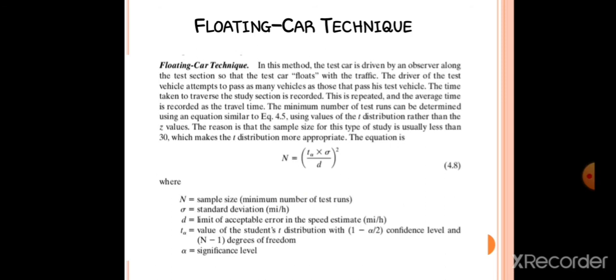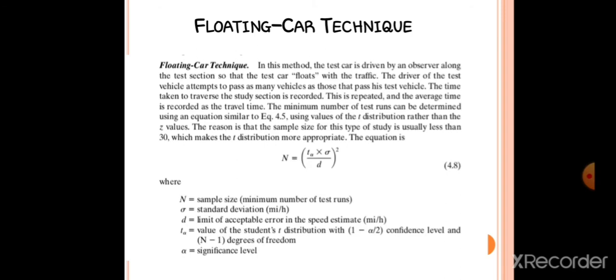So this is the equation of the floating car technique. N equals (t sub alpha times the standard deviation) divided by the limit of acceptable error in the speed estimate, all squared.